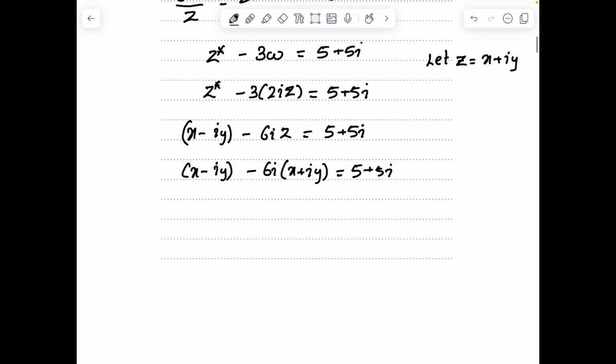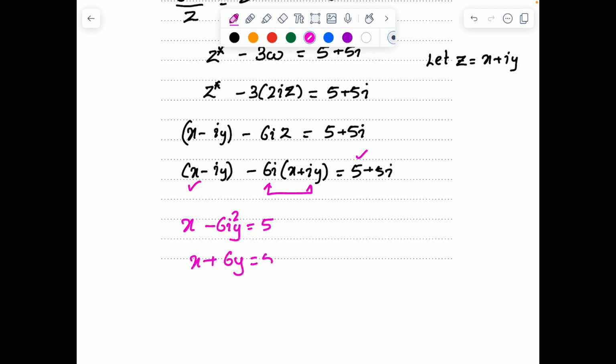Now real part equals real part, imaginary part equals imaginary part. What is the real part? x is the real part over here. Minus 6i times iy is also going to be a real part, and 5 is a real part. So x minus 6i squared y equals 5, and that is going to be the real part. So what does it become? x plus 6y equals 5.